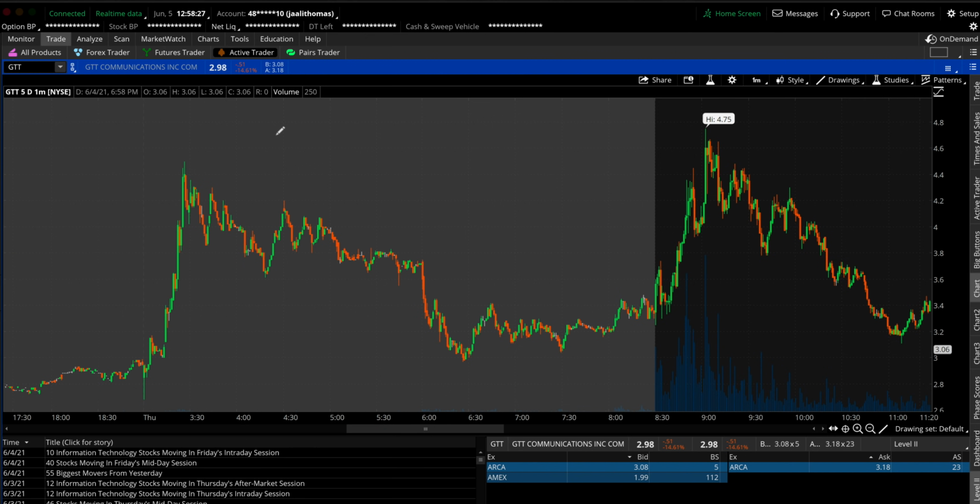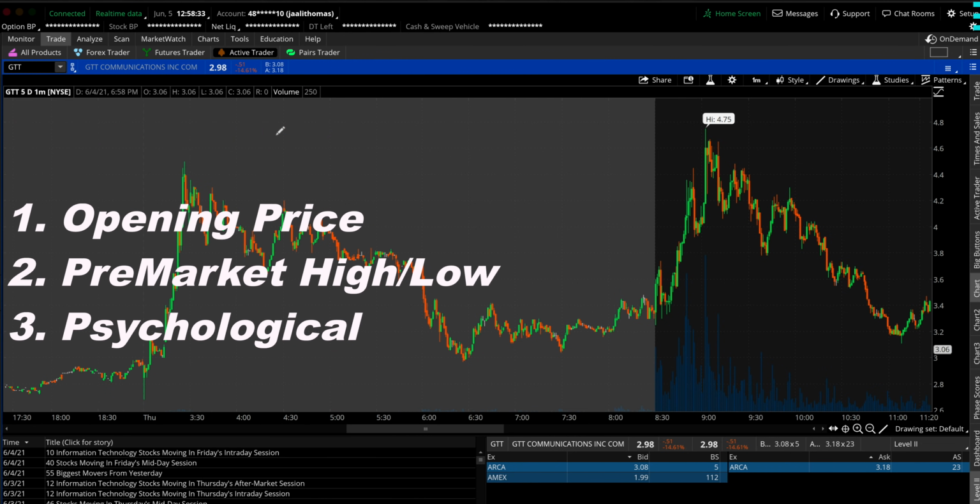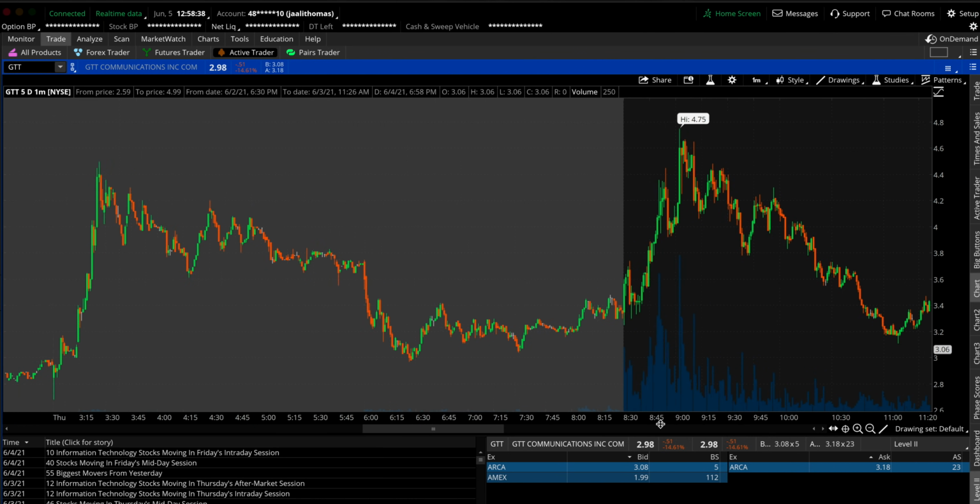So that out the way, the first area you need to focus on is situational awareness, knowing where the important levels are. On every stock that I look at, there are three specific levels. The first level is opening price. Second level is going to be pre-market high. Third level is going to be psychological point. So, explained, first level, opening price.